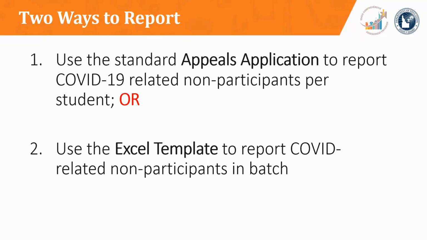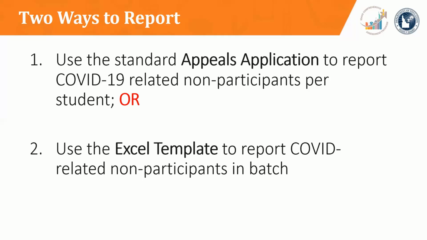In this unusual year, we'll provide 2 different ways to report information describing reasons for students not having taken assessments due to COVID-19. Please do not double report using both methods. The first is the standard appeals application used to document circumstances that may be granted an exemption. You can also report non-exempt COVID-19 related circumstances that prevented participation in this format only for informational purposes.